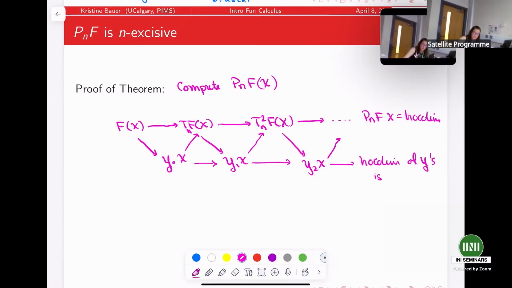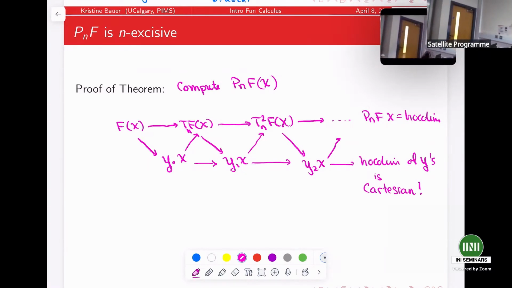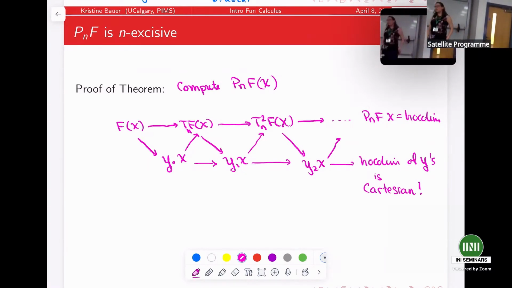That thing is going to turn out to be Cartesian. So that's the proof that PNF takes strongly co-Cartesian diagrams to Cartesian diagrams. Now, if you just take the case n equals 1, then you get that P1F is excisive, which is the thing I promised you I would tell you yesterday and didn't tell you till today.